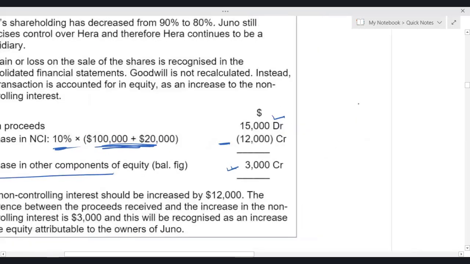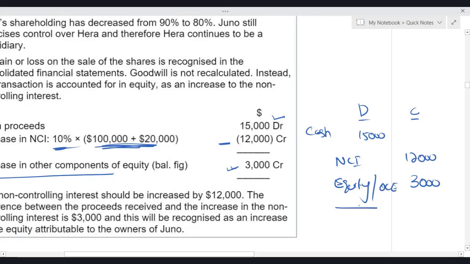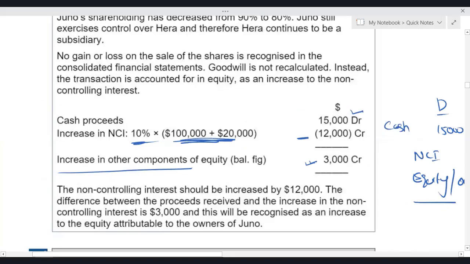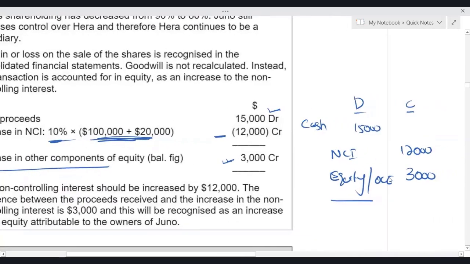This means cash is debited by 15,000. NCI will be credited by 12,000. And equity, logically, it is the gain on disposal. That goes to OC, other component of equity. I hope this is clear to everyone. So simply cash debit, NCI increases. And this is the 10% we are multiplying with net assets at disposal, including goodwill.